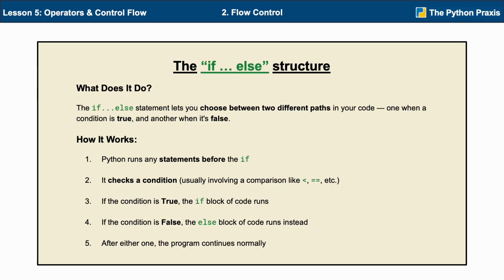Sometimes we want 2 possible paths. That's the case where we use the if-else condition. What does it do? The if-else statement lets you choose between 2 different paths in your code, one when a condition is true and another when it is false. How it works? Python runs any statements before the if. It checks a condition, usually involving a comparison. If the condition is true, the if block of code runs. If the condition is false, the else block of code runs instead. After either one, the program continues normally with the rest of the lines of code.